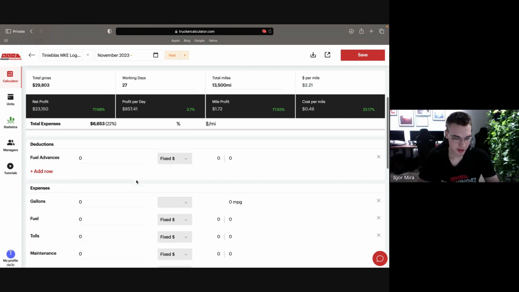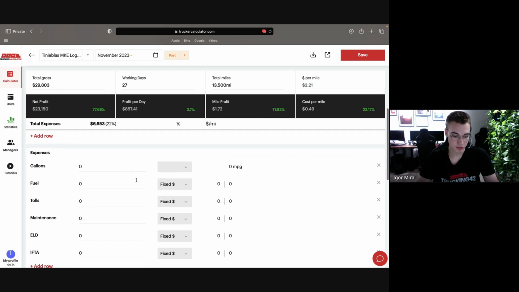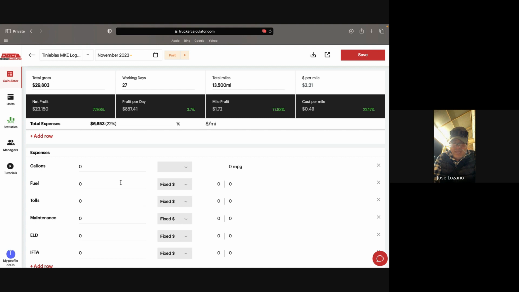So let's get back to our expenses. I'm pretty sure you didn't have any deductions that the company charged you. No deductions. So speaking of the fuel expense, how much did you spend on fuel? The fuel cost is $7,850.